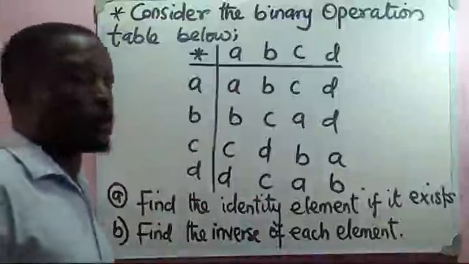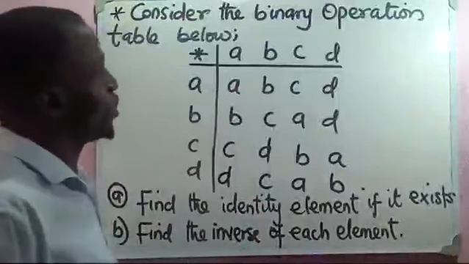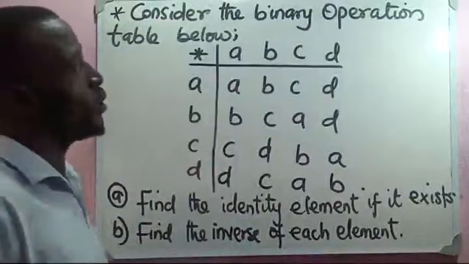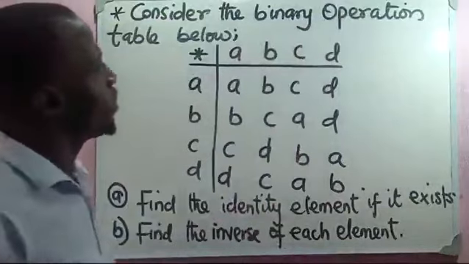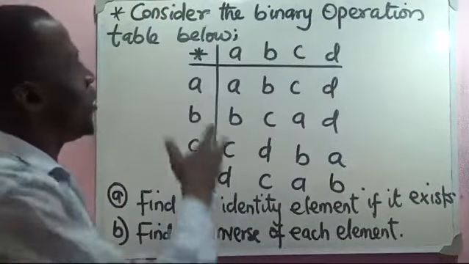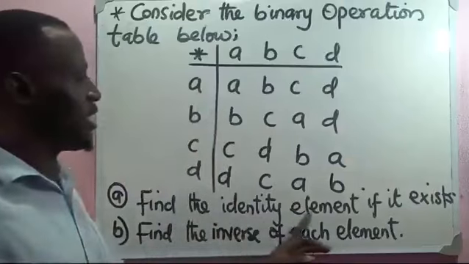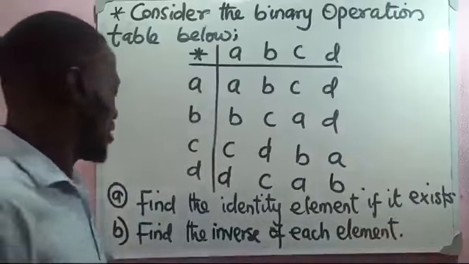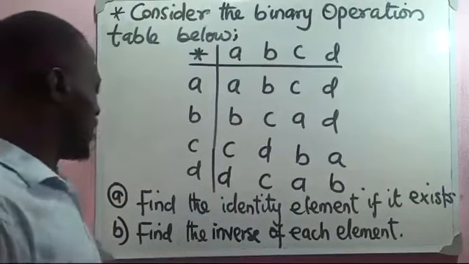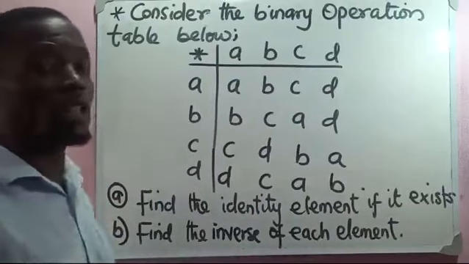Alright, good day everyone. Quickly, we want to look at this question coming from binary operation. They gave us a table. They said we should find the identity element if it exists. B, find the inverse of each element.